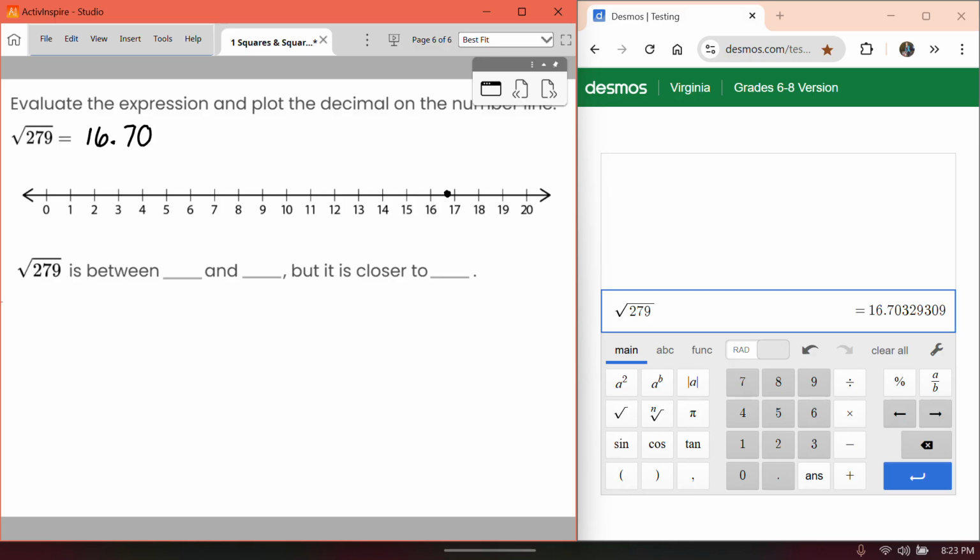And then I'm going to fill in this sentence. The square root of 279 is between 16 and 17, but I know that if I rounded this, it would round up to 17 because of that 7 there. So I'm going to say it is closer to 17.